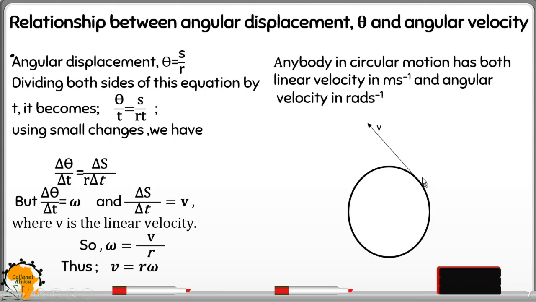If you're wheeling a stone that is tied by a thread and the thread is cut abruptly, you will find that the object or the stone will fly towards that direction. That is linear velocity. But now also we have that there is angular velocity that is making that object move in a circular path. So in other words, any object that is having this kind of motion, circular motion, has linear velocity and angular velocity.